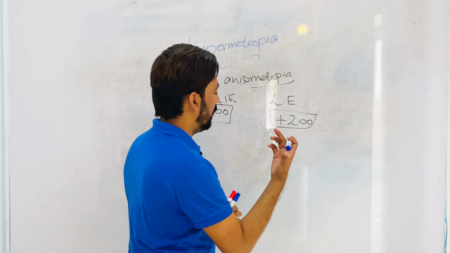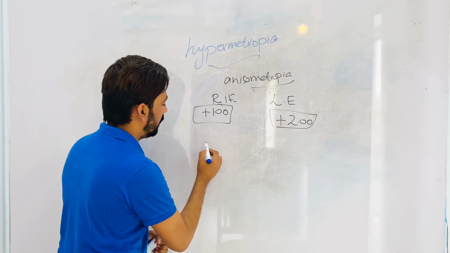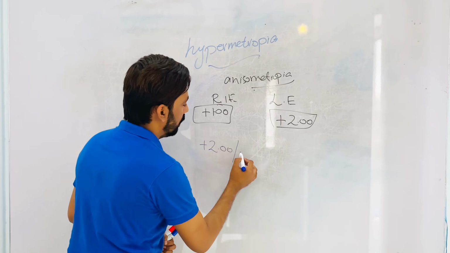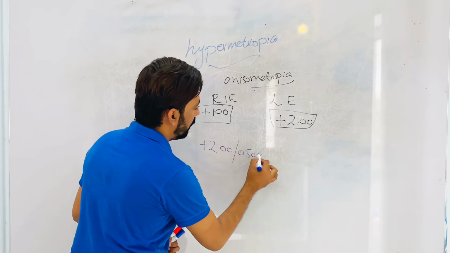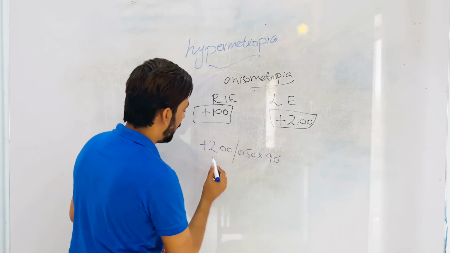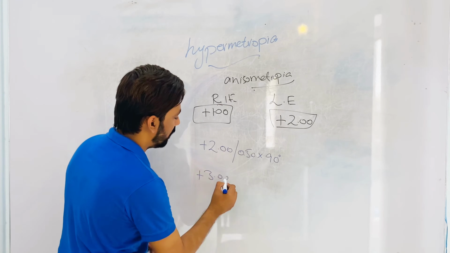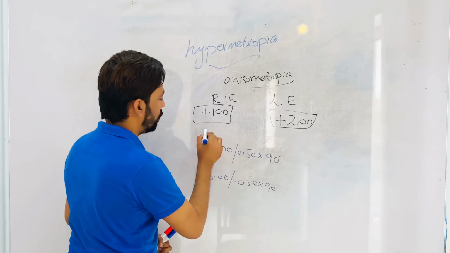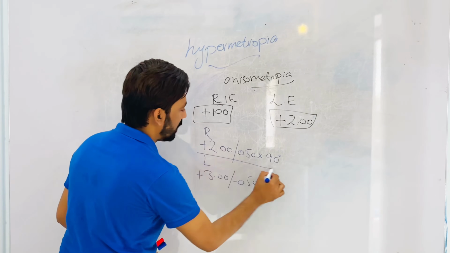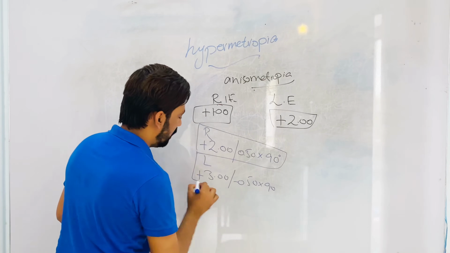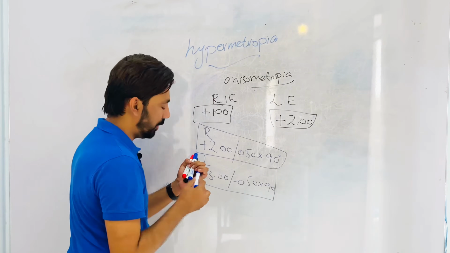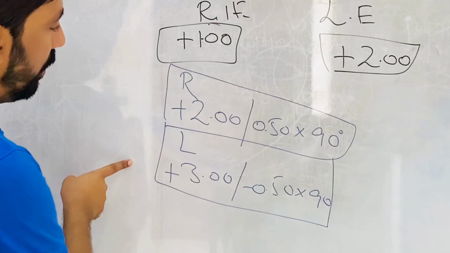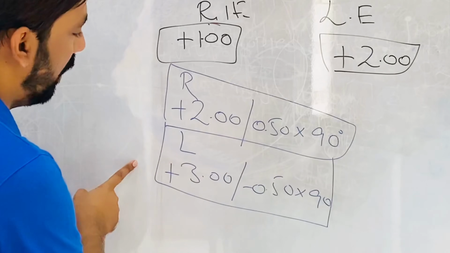And while you are performing the cycloplegic refraction, obviously the patient is hyperopic, so you will find, for example, the prescription is +2 with 0.5 cylinder at 90° in the right eye, and +3 spherical with 0.5 cylinder at 90° in the left eye. For example, after cycloplegic refraction, you got this number in the right eye and this number in the patient's left eye.